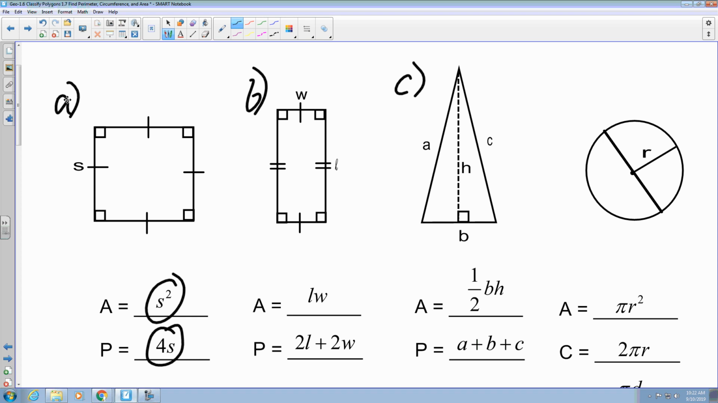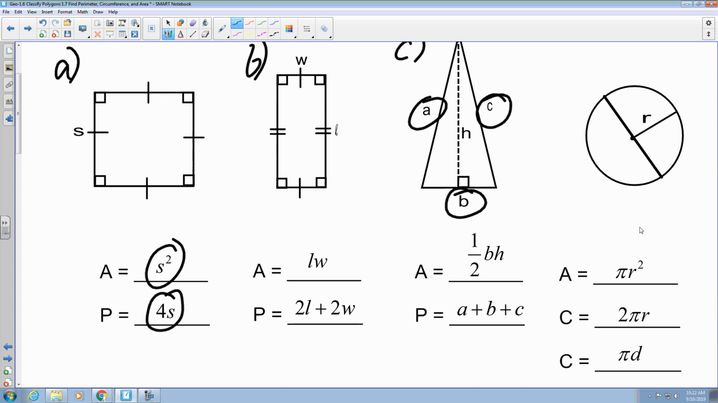Finally, with C, we have a triangle. It's a three-sided figure. Anytime we have a three-sided figure, a triangle, the area is always going to be 1/2 times the base times the height. The height is always a measurement from whatever we choose as the base, and it's going to be perpendicular to the base, and it's going to hit the opposite vertex. And then the perimeter is just the sum of the three sides, A plus B plus C.